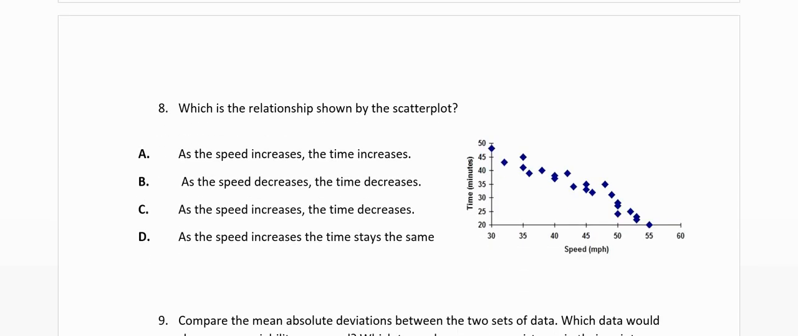Okay, number 8, which is the relationship shown by the scatter plot? As the speed increases, the time increases. So both are increasing. So if I look at my speed here, it is increasing, but my time on my graph is actually decreasing from top to bottom according to my graph. So I really do have a negative correlation here. So this is not correct.